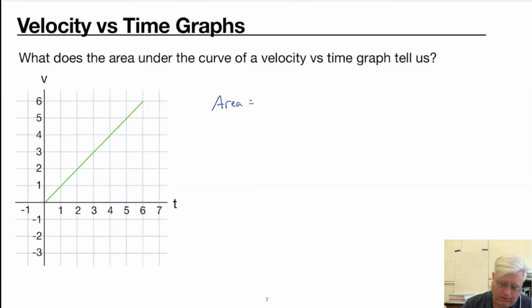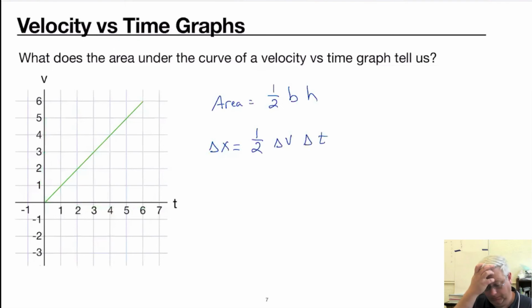Okay, so area, right, we do triangle, 1/2 base times height, and so the displacement is 1/2. All right, well, so what do we have? Base times height. So we have change in v and change in t. So this is not constant velocity anymore. And maybe we can say v final minus v initial.